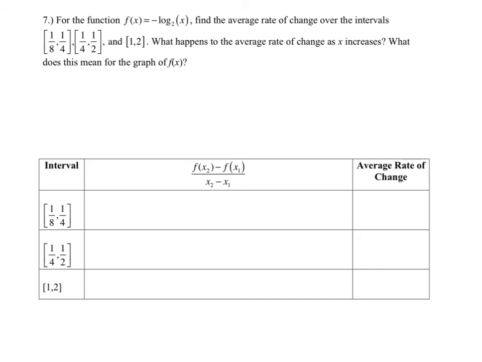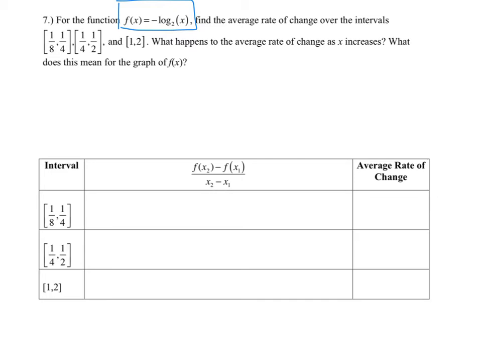So here's another example of average rate of change. This time they're giving us the function negative log base 2 of x. And we're going to find the average rate of change for the intervals from 1/8 to 1/4, 1/4 to 1/2, and from 1 to 2. And then we're going to talk about what happens to the average rate of change as x increases and what that means for the graph.